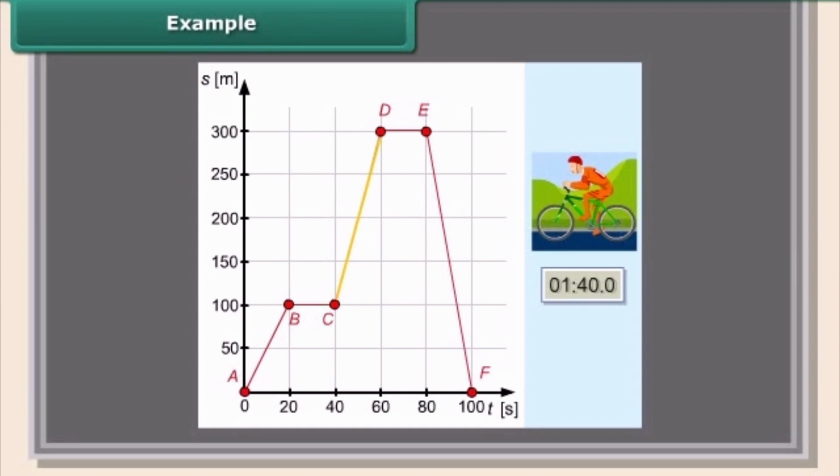From segment CD, we can see that the cyclist went on to move with a greater speed. In 20 seconds, he covered a distance of 200 meters, which means that he was traveling with a speed of 10 meters per second. Segment DE shows the cyclist stopped for 20 seconds. Then from segment EF we can discover that the cyclist turned back and after 20 seconds reached the location from which he started his journey. He was moving with a constant speed of 15 meters per second.